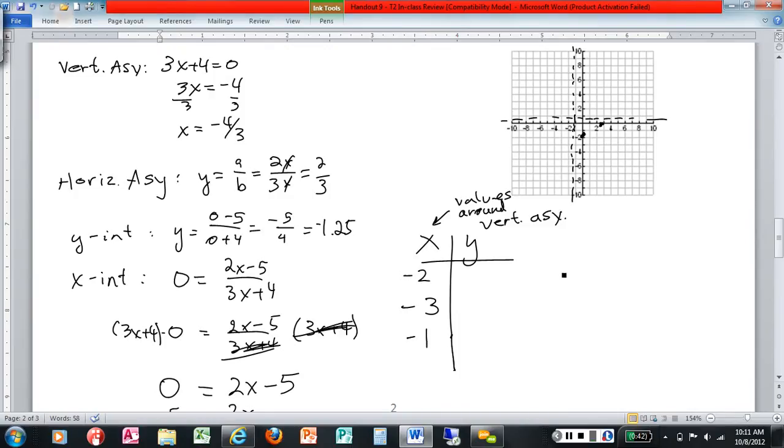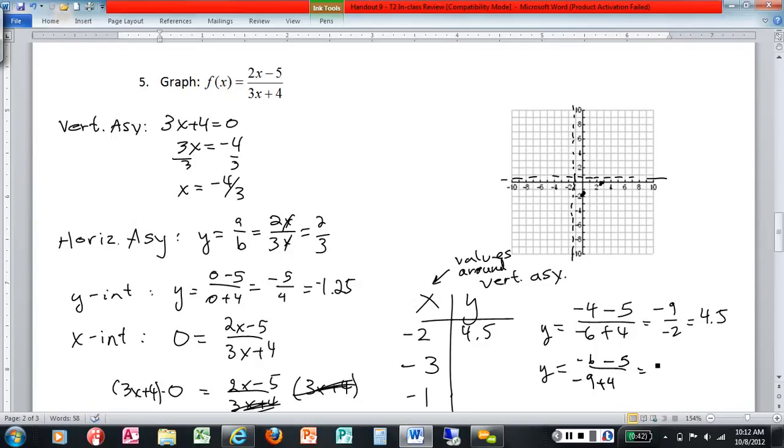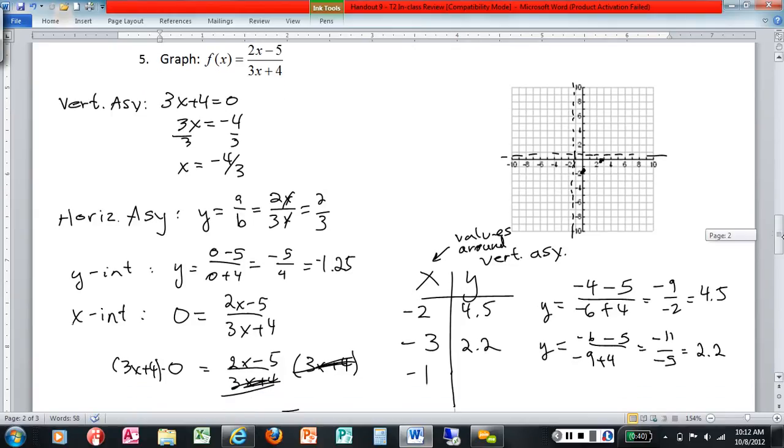All right, so if x is negative 2, what do we get? We're going back to the function here, 2x minus 5, so if x is negative 2, we get y equals 2 times negative 2 is negative 4 minus 5, and then negative 2, so it'll be negative 6 plus 4, right, on the bottom. It's negative 9 over negative 2, which is 4.5 positive. 4.5 when x is negative 2. Is that okay? When x is negative 3, well, we get this. 2 times negative 3 is negative 6 minus 5. 3 times negative 3 is negative 9 plus 4. So that's a negative 11 over negative 5, which I believe is 2.2. With me? Does that sound okay?